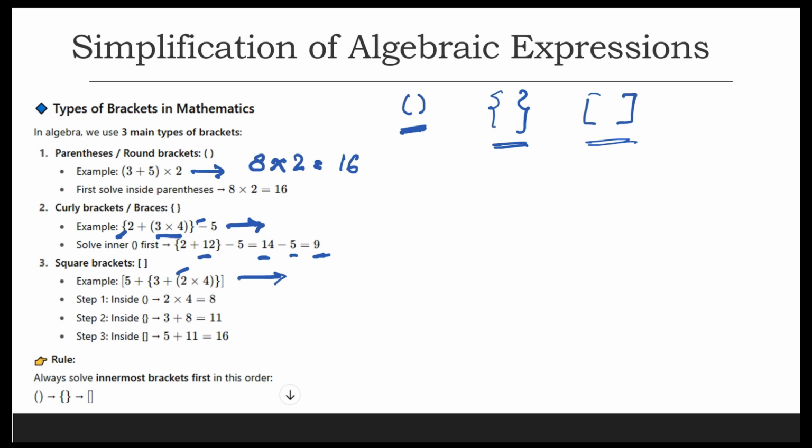There is a small bracket, there is a medium bracket, there is a large bracket. So first we'll solve the small bracket, 2 into 4. So that will come as 8. 8 plus 3, then we come to the medium bracket. 8 plus 3 is 11. So the medium bracket also solved. Then we come to the last bracket, which is the large bracket. So 5 plus 11 is 16. So always remember, we have to solve the innermost bracket first, the small bracket, then the medium bracket, then the large bracket.